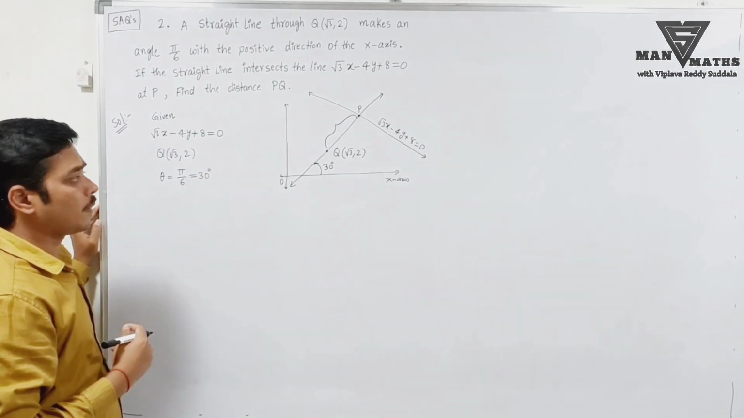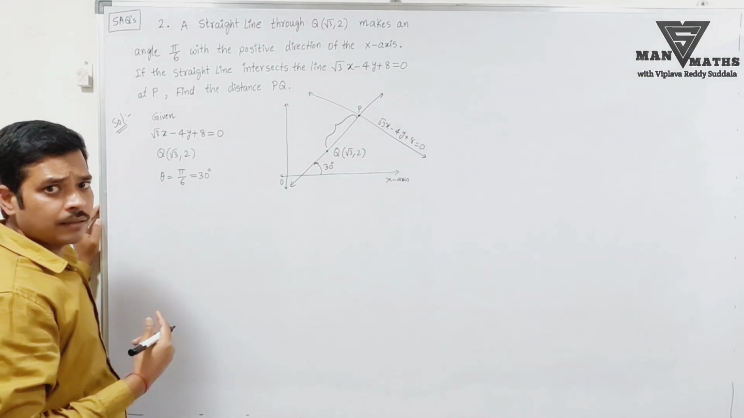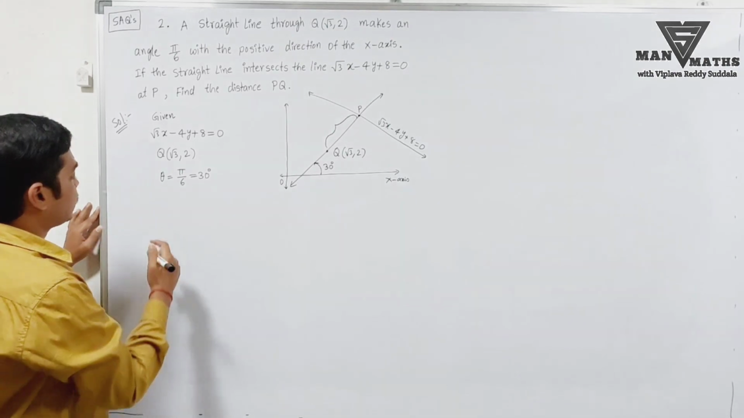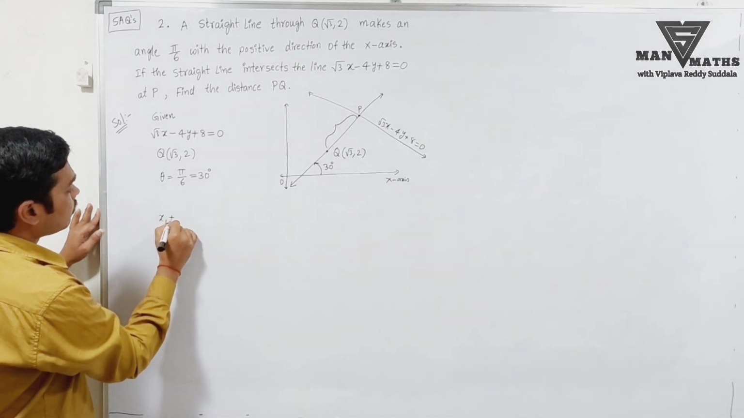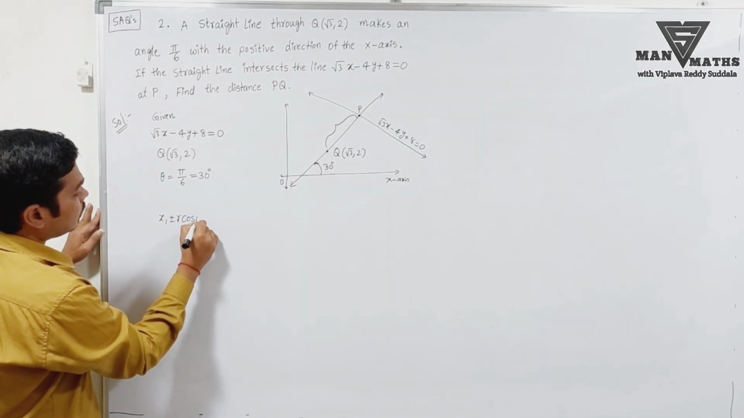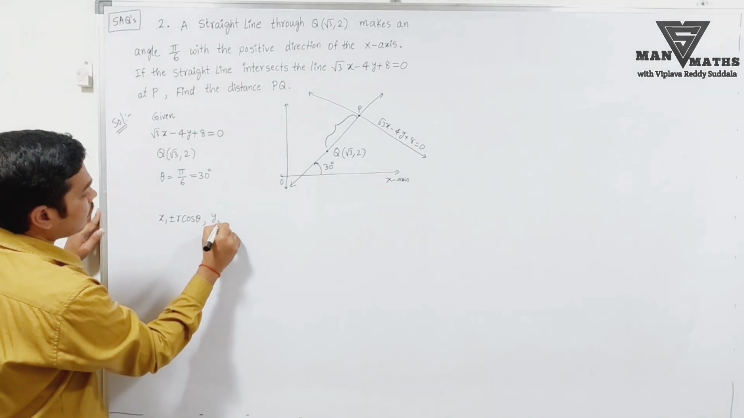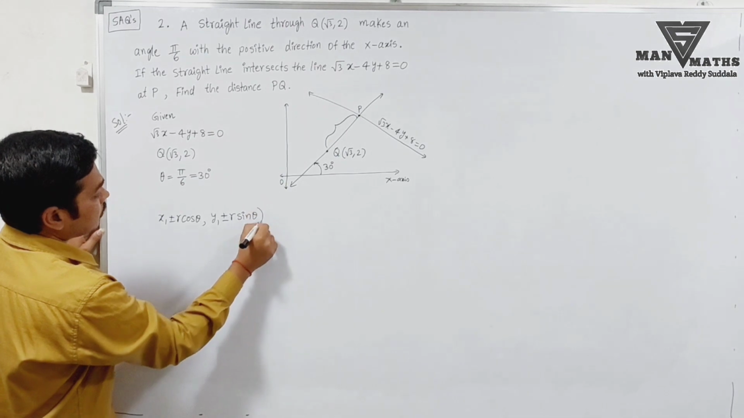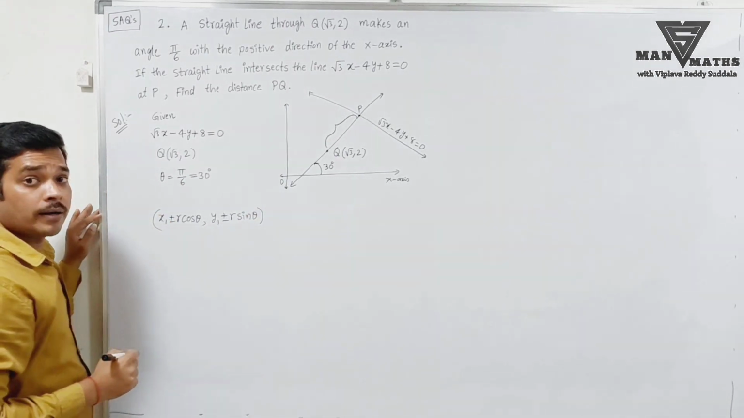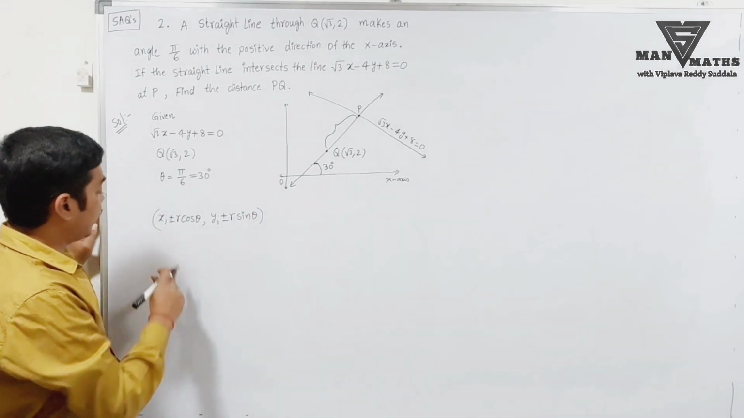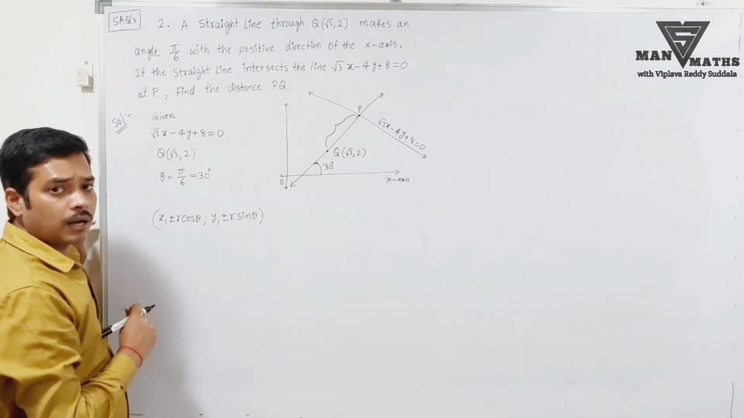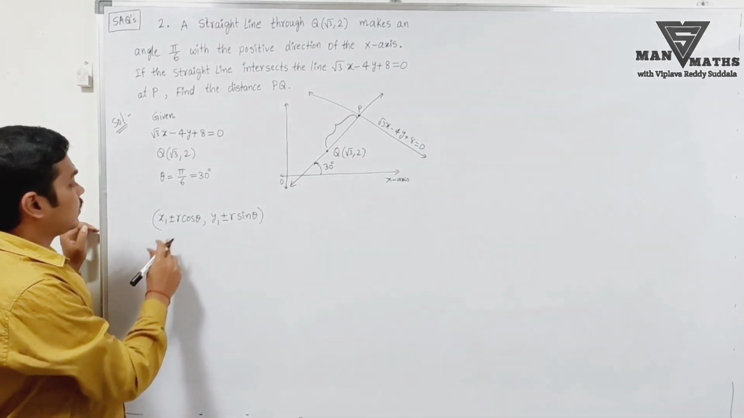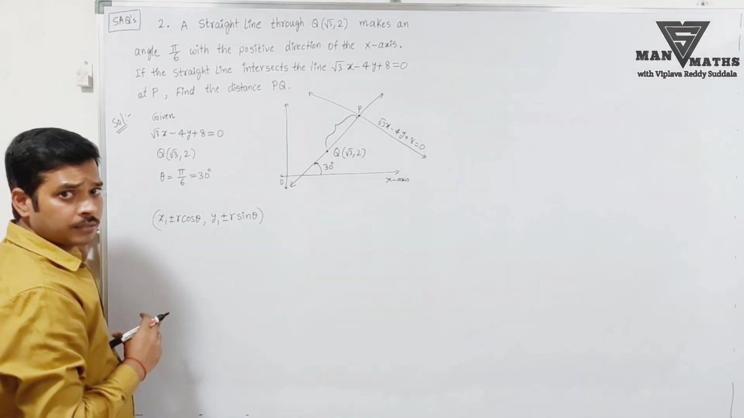We know that on a line, each and every point is in the form of x1 plus or minus r cos theta, comma y1 plus or minus r sin theta. This is the parametric points on a straight line. x1 plus or minus r cos theta, comma y1 plus or minus r sin theta. This is the parametric points on a straight line.